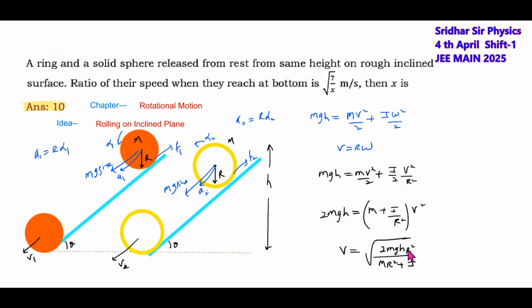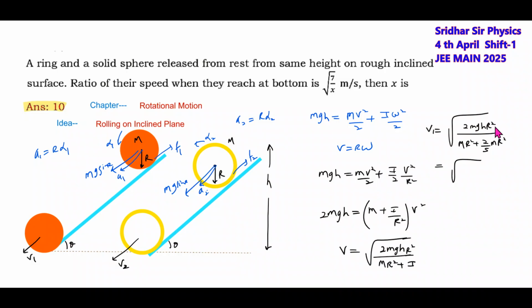Now substitute the moment of inertia. For a solid sphere, what is the moment of inertia? 2 by 5 mr square. First case, v1 will be 2 mgh r square by mr square plus 2 by 5 mr square.